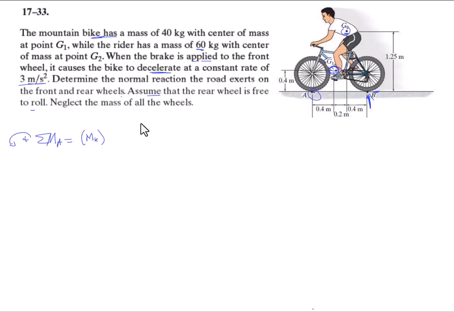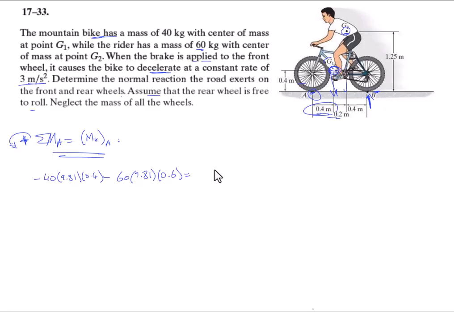We have the two, the bike and the rider, about point A. So this will be minus 40 times 9.81 times 0.4, minus because it's a negative sense, so this is positive, meaning this is negative 0.4. And also we have this guy, 60 times 9.81 mg, and this will become 0.4 and 0.2, so this is 0.6.